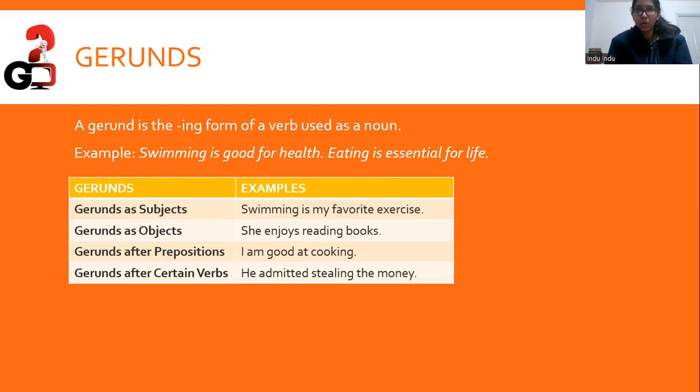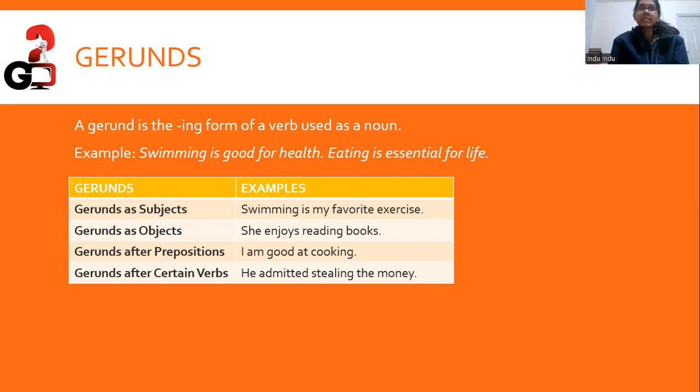When gerunds are used as objects, she enjoys reading books. So reading is the object here, right? The ing form of the verb read, that is right, and it is being used as a noun. She enjoys reading books. Swimming is my favorite exercise. So swimming is being used as a noun here, right? Gerunds after prepositions. I'm good at cooking. So cooking, the ing form of the word cook, is used as a noun in the sentence. I am good at cooking.